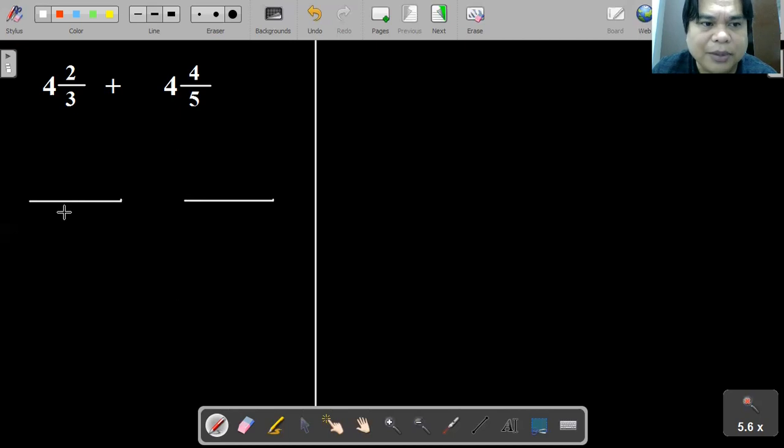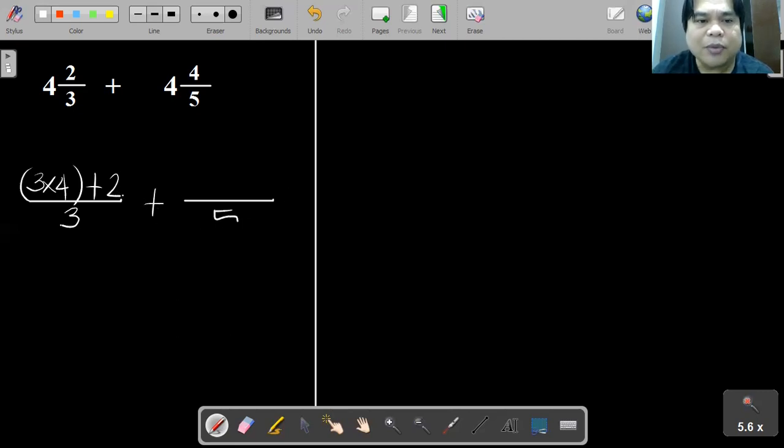First, you just copy the denominator. Nothing happens with the denominator. The next thing to do is this. You multiply the denominator to the whole number here at the side. So this becomes 3 times 4, and then add it to the existing numerator, which is 2. So that's it.